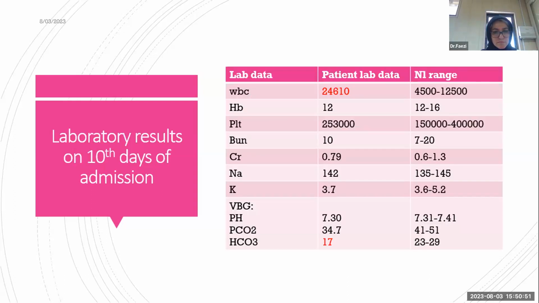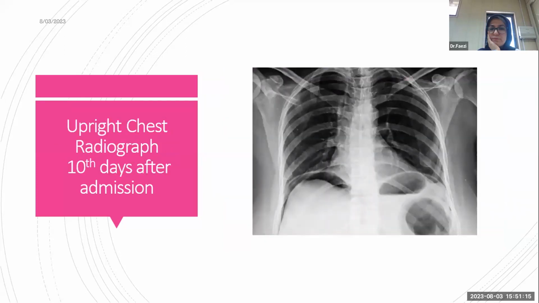Her laboratory results on 10 days after admission showed WBC 24,610, hemoglobin 12, platelet count 453,000, creatinine 0.79. Her VBG was pH 7.30, PCO2 34.7, bicarbonate 17. And the upright chest radiograph 10 days after admission.